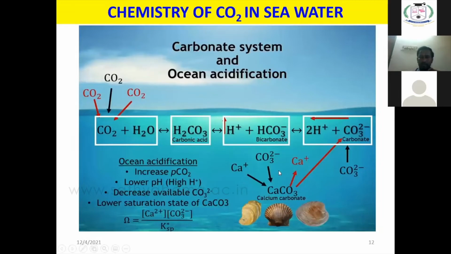So this is what we were discussing in the last slide. Calcium carbonate gives Ca2+ and CO3 2-, and with the formation of H+, this carbonate will react with this H+ again. It's a reversible reaction and it will be continuing. So ocean acidification will increase the pressure of carbon dioxide in the atmosphere and lower the pH, as the hydrogen ion concentration rises. Of course, it decreases the availability of CO3 2-, because this H+ will again react with CO3 2- to form carbonic acid again, and lower the saturation state of calcium carbonate in shells.